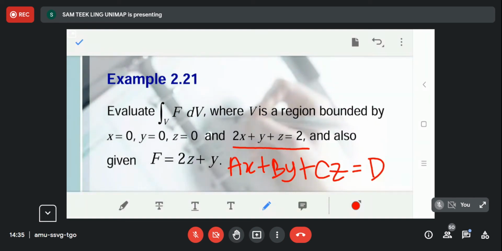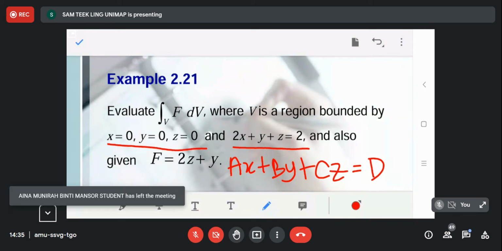So A, B, C, D all equal constant. So that one is your tetrahedron. They can give you any value for your A, B, C, D constants. If you got that, it is a tetrahedron. So if you sketch the tetrahedron, how to sketch? You can see x, y, z all equal 0 and the surface 2x plus y plus z equals 2.